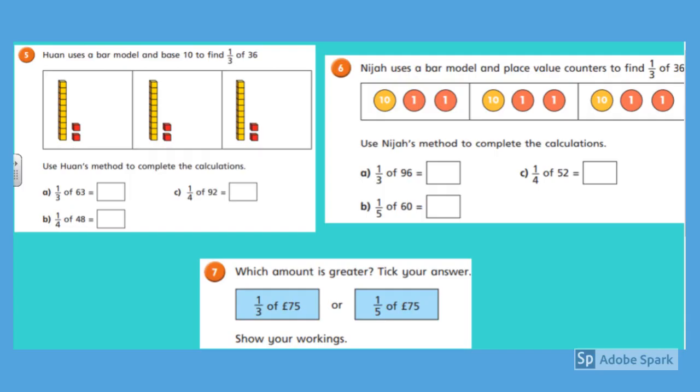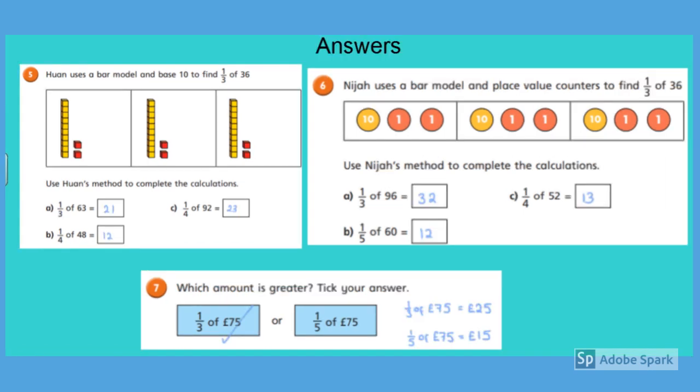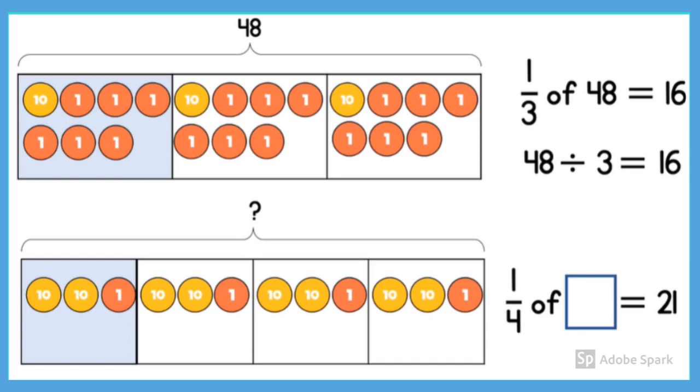Pause the video while you have a go at the rest of the questions. Check all of your answers. If you made any mistakes, please remember to do your corrections. Using the top bar model, we know that 1/3 of 48 is equal to 16. 48 is the total, and it is divided by the denominator 3 to equal 16.